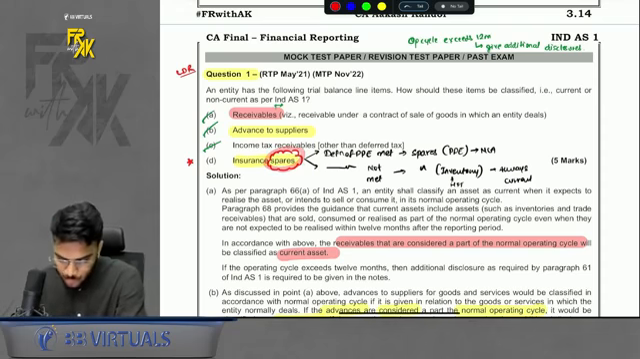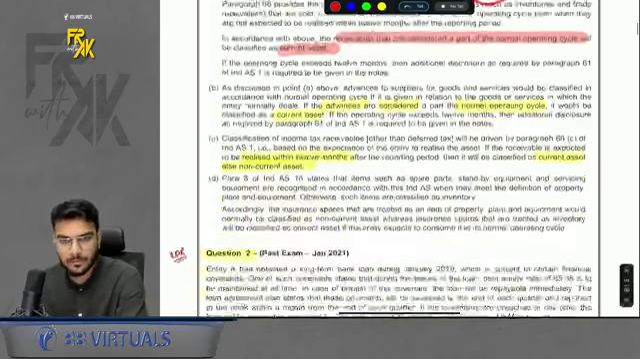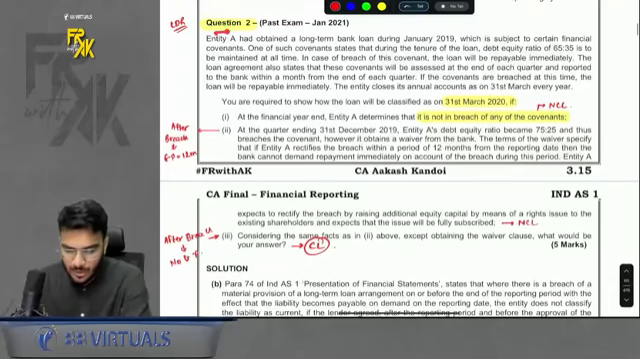Insurance spares, so this is linked to Ind AS 16 now. For spares, in Ind AS 16 we read one point. If the definition of PPE is met, then spares will be non-current. If the definition is not met, then it will meet the definition of inventory. Then inventory is always current. Do remember that.